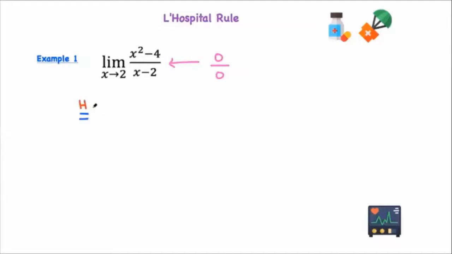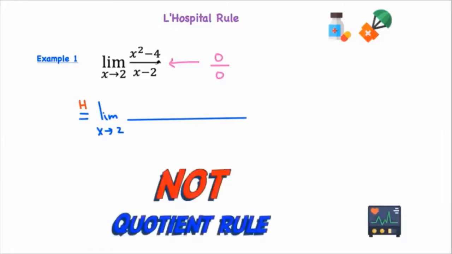I'm going to indicate that using a small h. And what L'Hopital's rule says is that if you leave the limit sign alone, you can differentiate the numerator and denominator independent of each other. So let me repeat that: you are not using the quotient rule. What you're doing is the following.